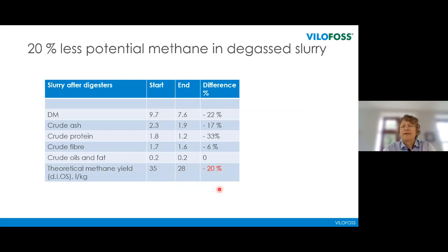Which is a 20% reduction, and that also shows how it's possible to get a high efficiency. This is because it actually means that we have got more methane out of the same material.